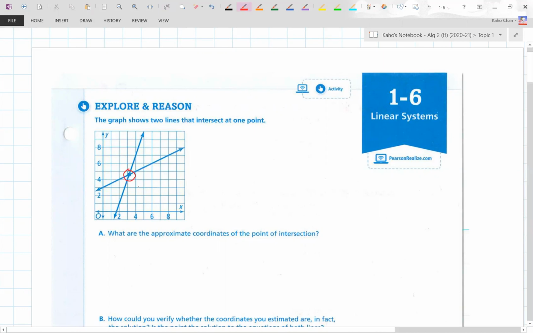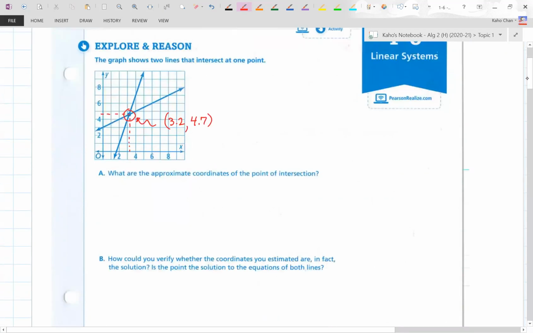That intersection right there looks about, let's go ahead and identify the x value first. It's about 3 point something, maybe 3.2. How about the y value? That's about 4.7. So that would be an approximate answer to that system of two lines. Let's put that down.